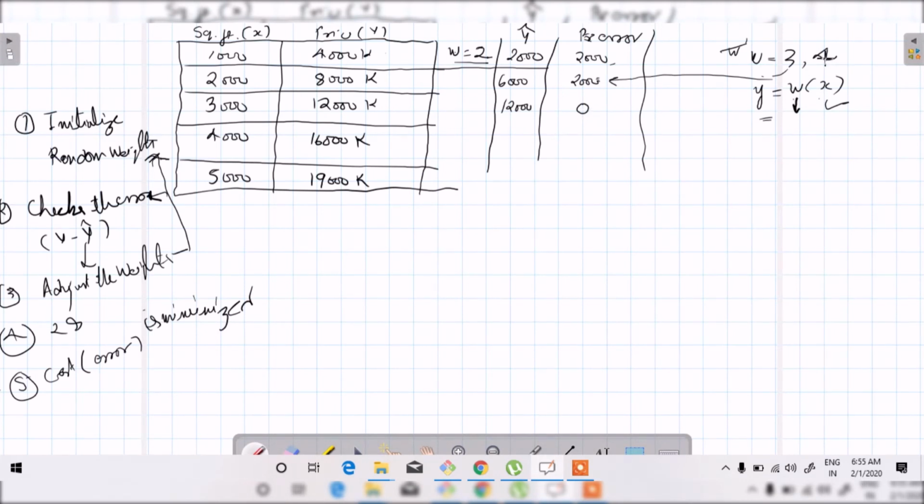Now the same 4, since the error has been used, goes for the fourth observation. So this is again 16,000, and for 16,000 it is again error 0. There is again one observation remaining, that is 5,000. So when the error has been applied to 4,000, to the last observation 5,000, it is coming 20,000 predicted, but there is an error of 1,000.